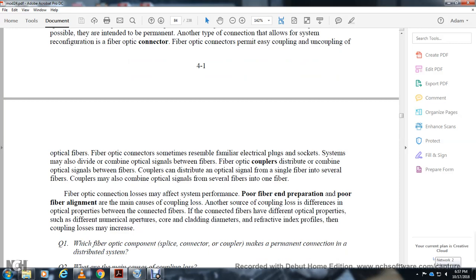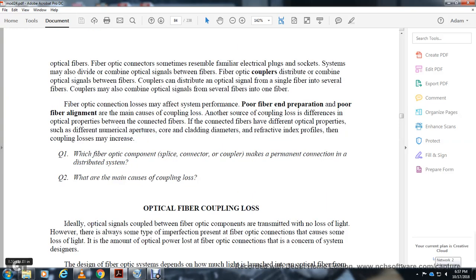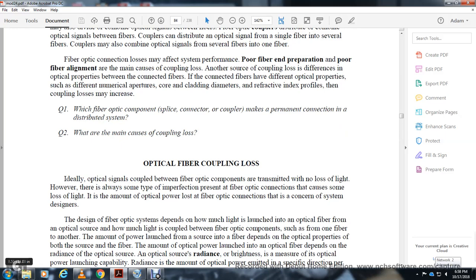Fiber optic connection affects system performance. Power loss in fiber alignment is the main source of coupling loss. Another source of coupling loss is the difference in optical properties between the connected fibers. Connected fibers with different optical properties, such as different numerical aperture and core diameter, are reflected in the profile of the coupling loss, which may increase. Ideally, optical signals would couple between fiber optic components without loss, but there is always some type of imperfection present.